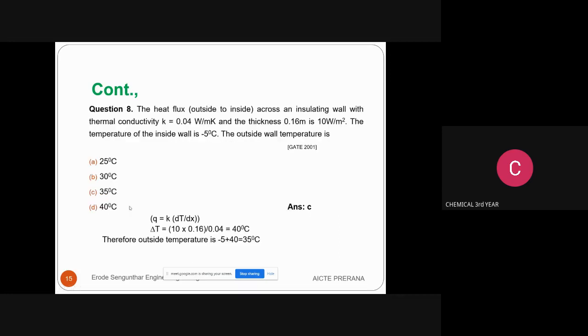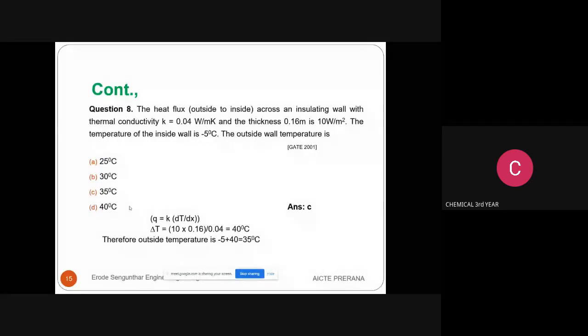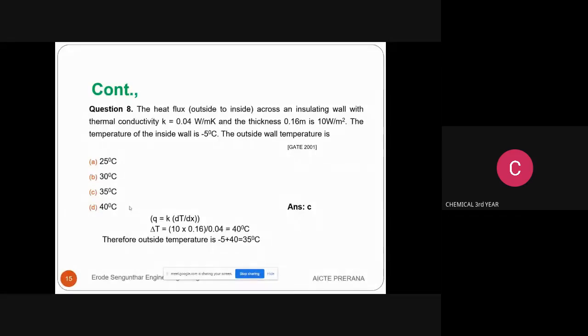The next question: heat flux across an insulating wall with thermal conductivity k equal to 0.04 watt per meter Kelvin and thickness 0.16 meter is 10 watt per meter squared. The temperature of the inside wall is minus 5 degrees Celsius. The outside wall temperature is? Here the heat flux value they have given, 10 watt per meter squared. They are asking for the outside wall temperature.